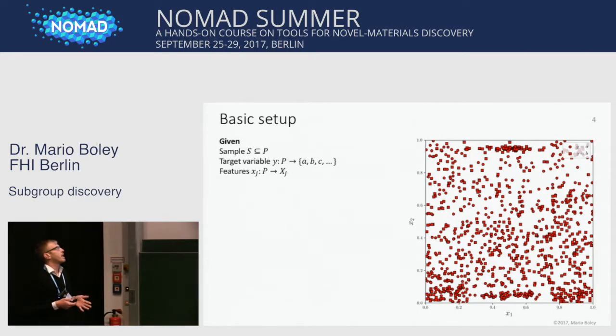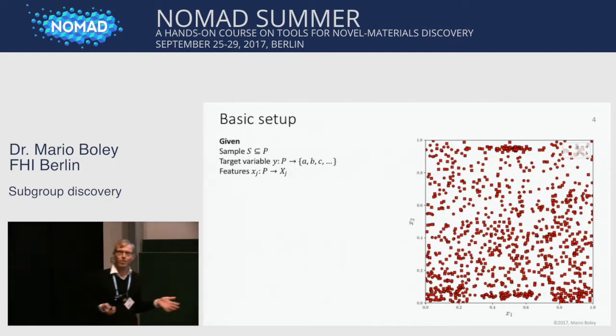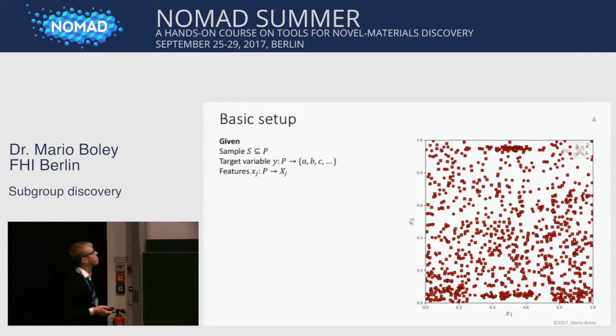So generally, our setup would be we have a sample of a potentially larger population of our interest. And in our case, this would be materials. And for each of these materials, the members of this population, I can measure certain variables, certain properties. So first of all, there is the one most important property, which I call the target variable y. And in our case, in the starting case, this would take on a value, one of a fixed small set of possible classes in this basic case.